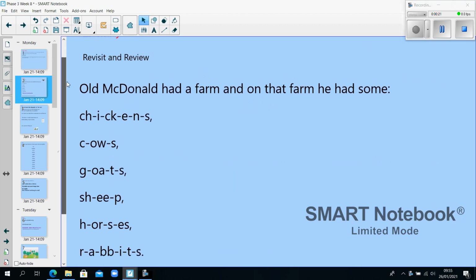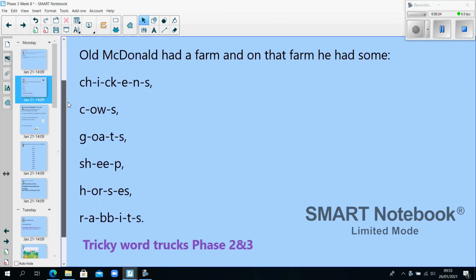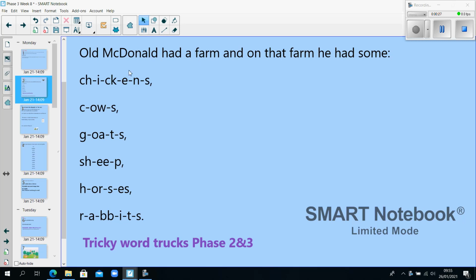Monday, revisit and review. I'm going to read Old MacDonald. I want to see if you can figure out what the word is. Old MacDonald had a farm, and on that farm he had some chickens. Cows. Goats. Sheep. Horses. Rabbits. Well done. Go to Phonics Play and look at tricky word trucks for phase 2 and 3.